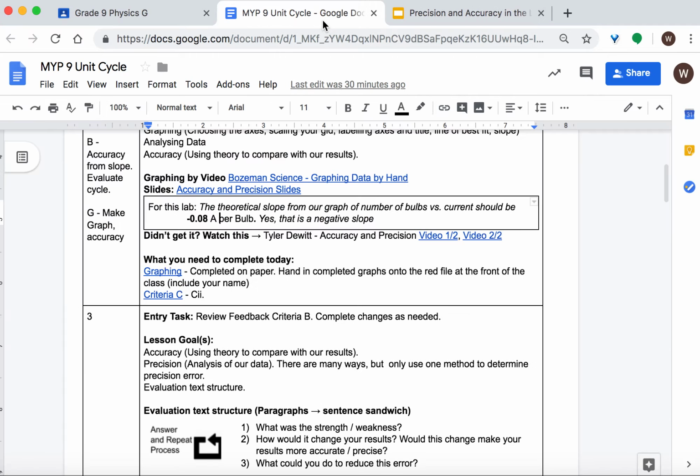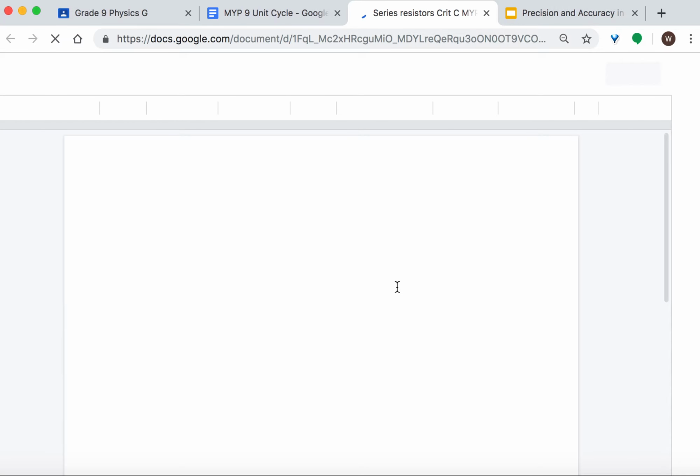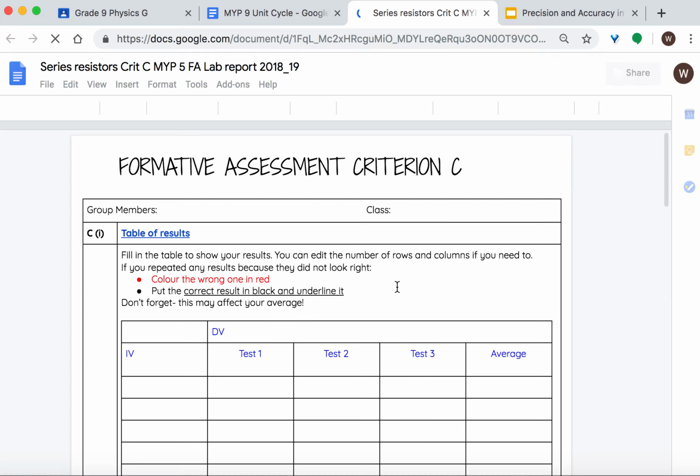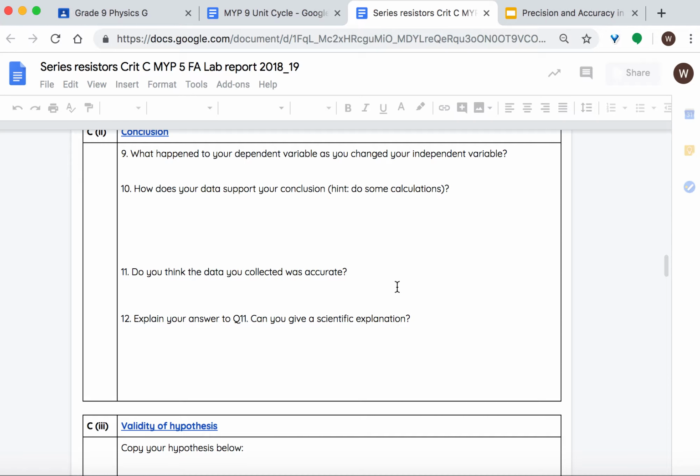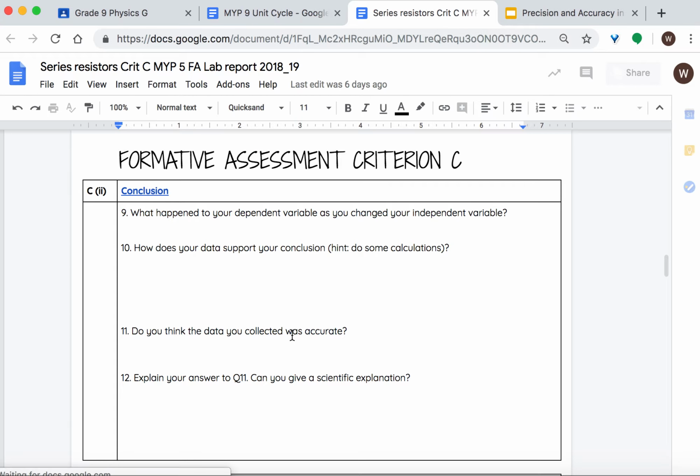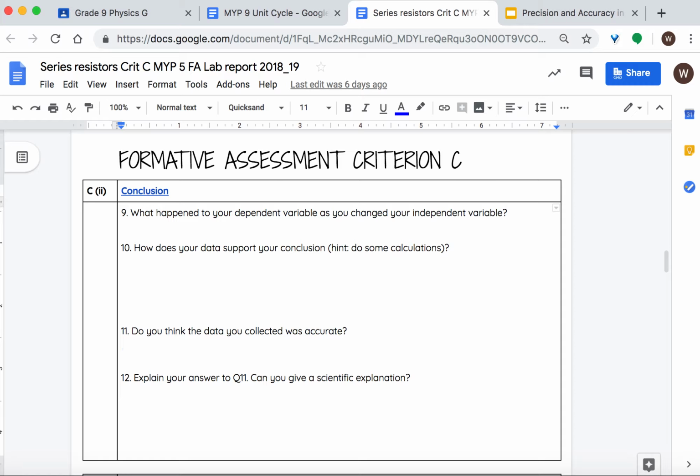Why is this important? Well, you're going to start showing it in your criterion C. First off, you're going to find that slope and calculate your accuracy. You've got to know if you're accurate or not. Next up, you're going to go to criterion C, scrolling down. We wait for it to load. You're going to start adding these things. Now you can finally answer all the questions having to do with accuracy. Do you think the data you collected was accurate? At this point, you can say yes, the data was accurate. I should say it that way, because we shouldn't use words like I.